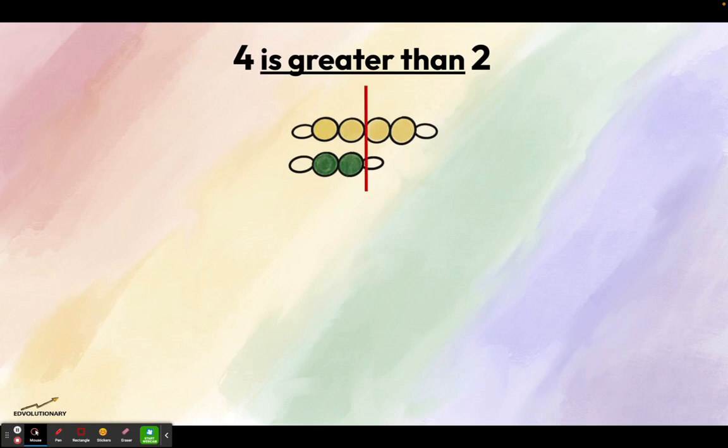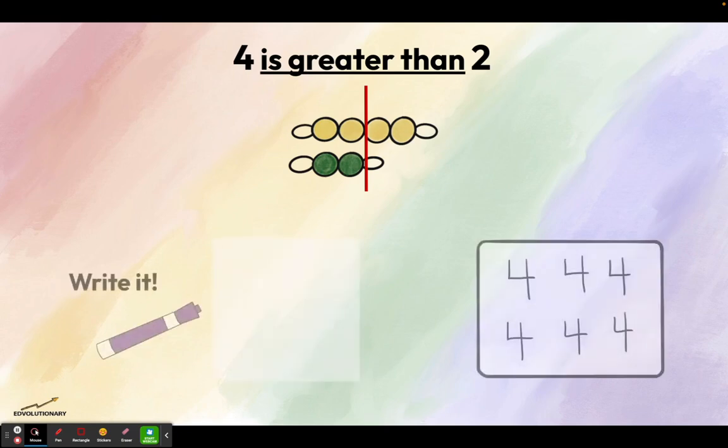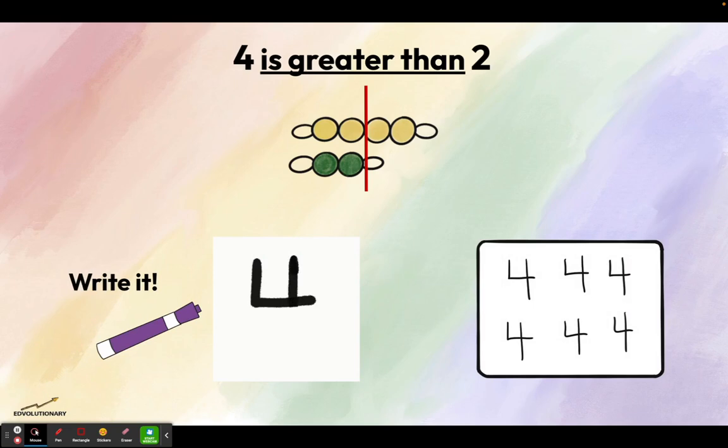We show them this line comparing because this subtly prepares their mind for those comparison problems with missing add-ins and things like that later. And then we have them practice writing it. 4 is greater than 2. We're going to write 4.